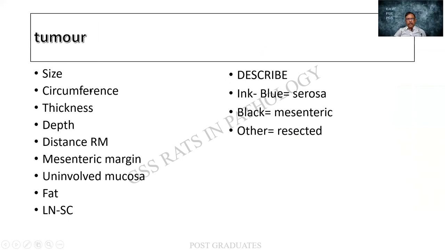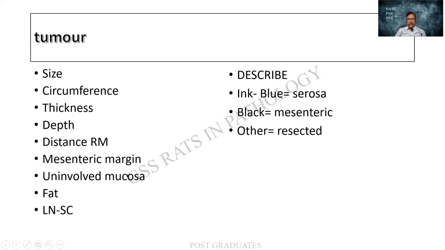Again, for the tumor, you'll have to mention the size of the tumor. What is the circumference? This is a very important term that I learned just now. Always we are concentrating on the size and then the depth of the tumor. There are some people who have done very great work in the grossing of specimens. They tend to take the circumference of the wall that is involved. Thickness, we all know, the depth of penetration and the distance from the resected margin.